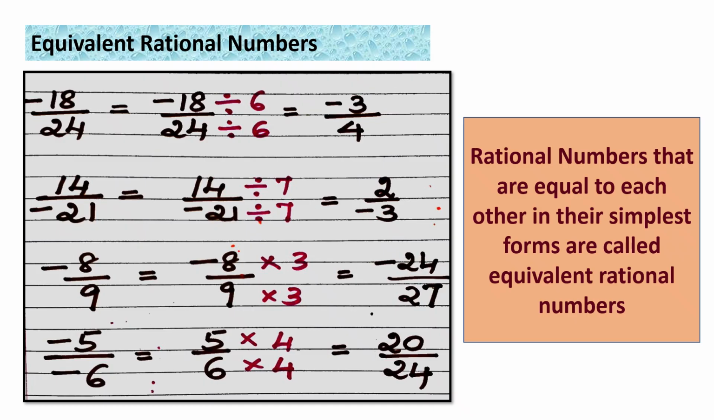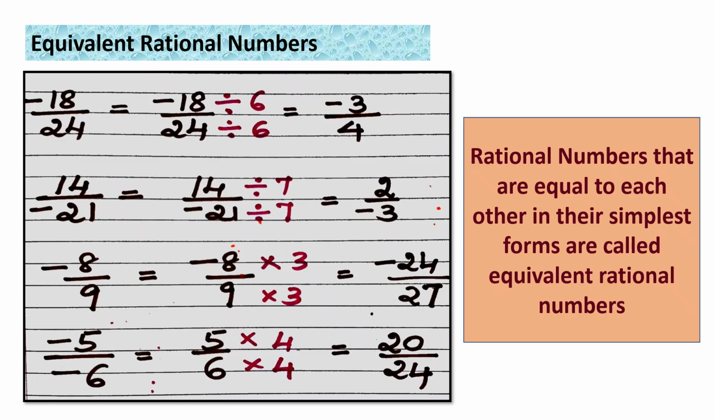14 by minus 21 gives 2 by minus 3 in the simplest form. It's not the standard form because the negative 3 is in the denominator. But it is to be noted that minus 18 by 24 and minus 3 by 4 are equivalent, and minus 14 by 21 or 14 by minus 21 equivalent to 2 by minus 3 or minus 2 by 3.